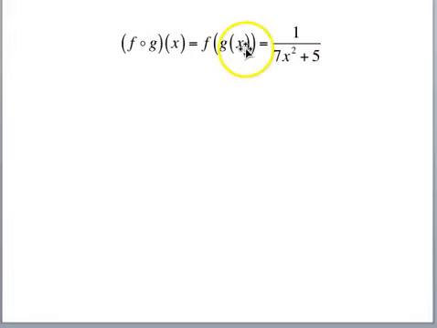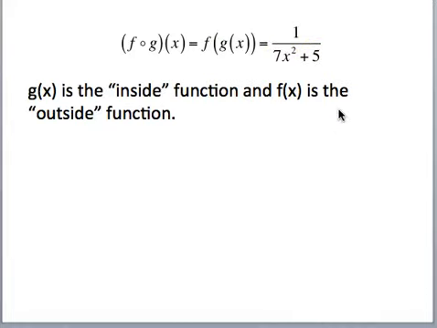So if I've got f circle g of x, f of g of x is 1 over 7x squared plus 5. What makes sense for our inside function? What makes sense for our outside function? I would argue the inside function should probably be 7x squared plus 5, although it could just be 7x squared. A lot of things it could be. But I think the simplest case would be to say that the inside function g of x is 7x squared plus 5. Again, g is the inside function, f is the outside function.